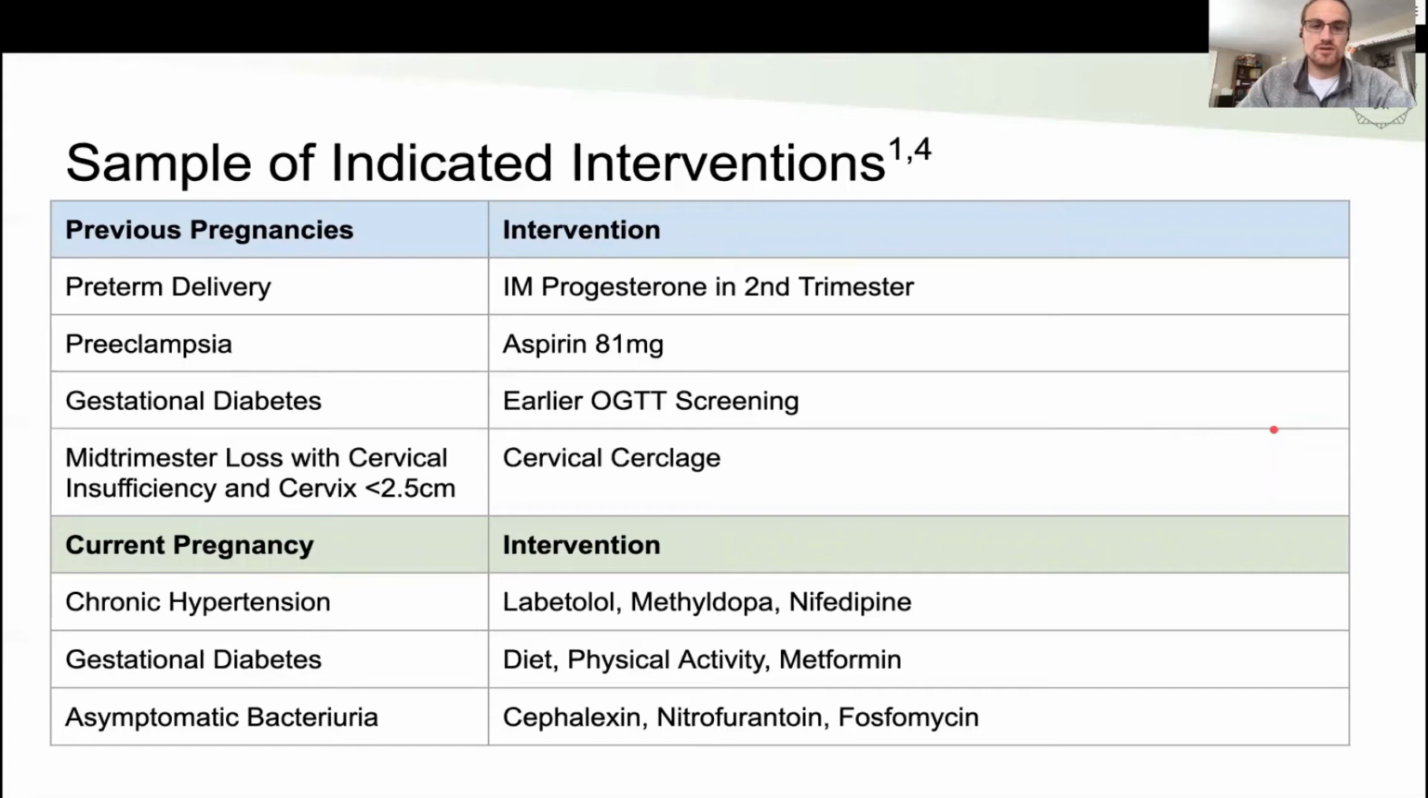And then a mid-trimester loss previously with cervical insufficiency and the cervix less than 2.5 centimeters measured on ultrasound, you consider cerclage. At that point, you're likely referring to maternal fetal medicine and high-risk OB. And then in the current pregnancy, if they have hypertension, sometimes you don't have to treat it. If you do have to treat it, these are medications that are safe to use in pregnancy and indicated. Gestational diabetes, first line is diet, physical activity. Then you can do metformin. Many of the diabetic medications either have not been tested in pregnancy or have been shown to have harm in pregnancy. And then asymptomatic bacteria, you can use any of these agents to treat it, and is one of the rare indications for treating asymptomatic bacteria.